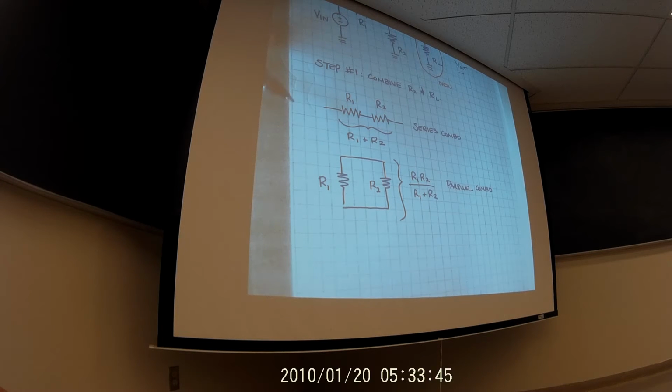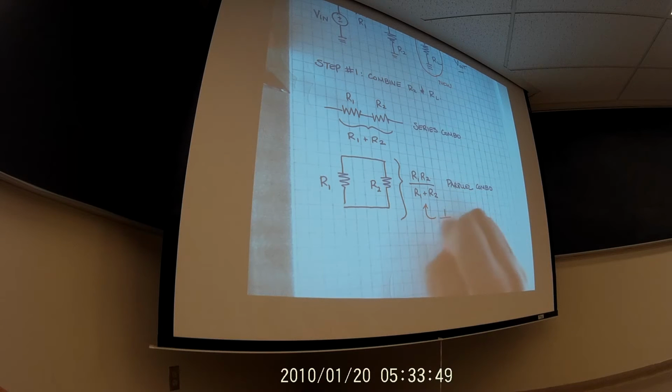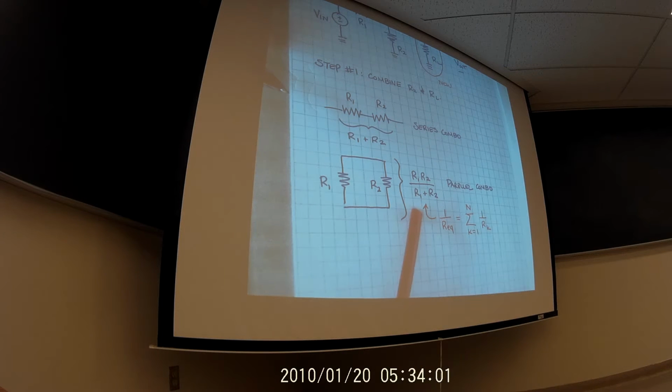If you have multiple, the more general equation is that 1 over R equivalent is equal to the sum from K equals 1 to whatever the number of resistors are of 1 over RK. So this expression is easier to use if you only have two. If you have K or more, then use this expression. So essentially what this says is that although the resistances don't sum when they're in parallel, the conductances do.